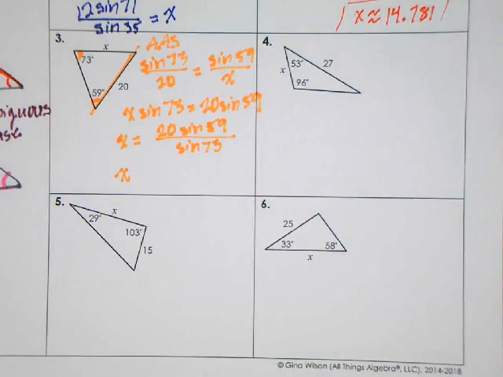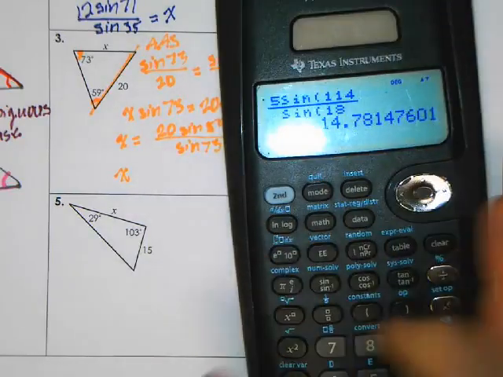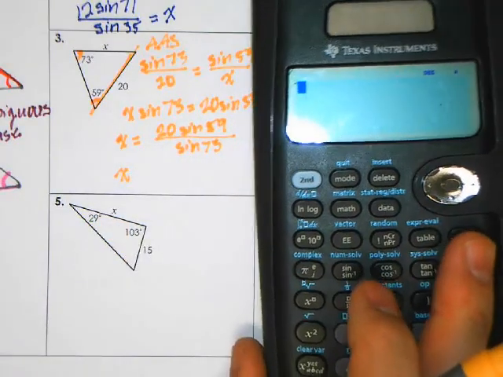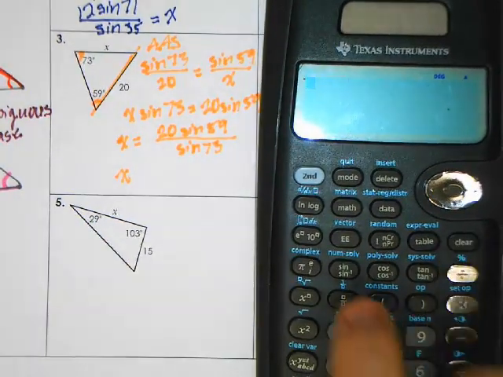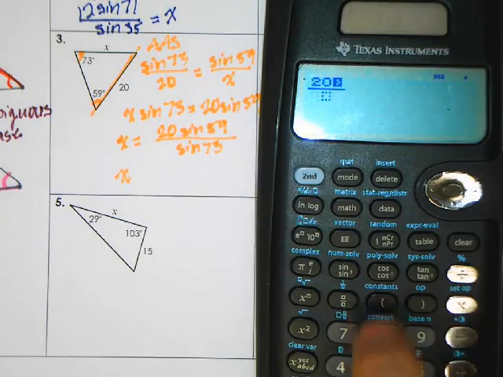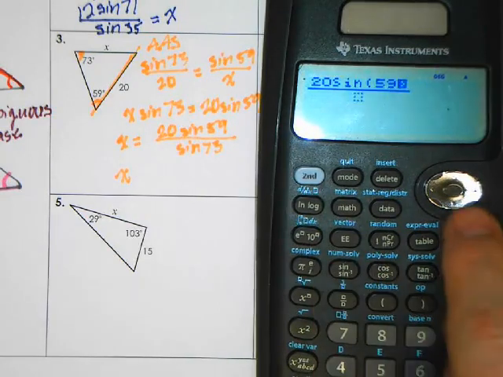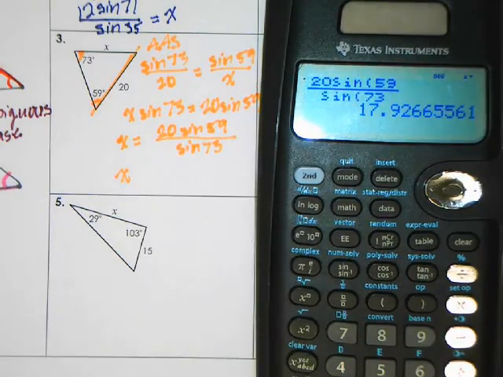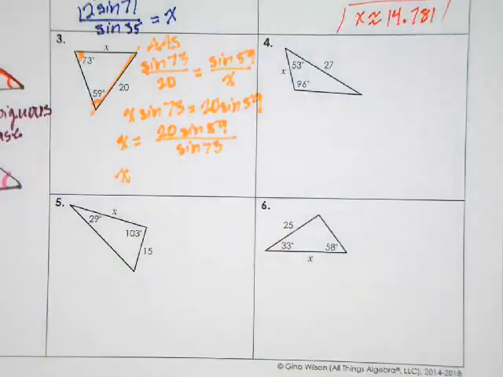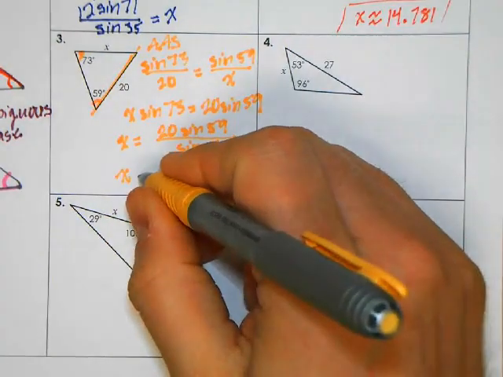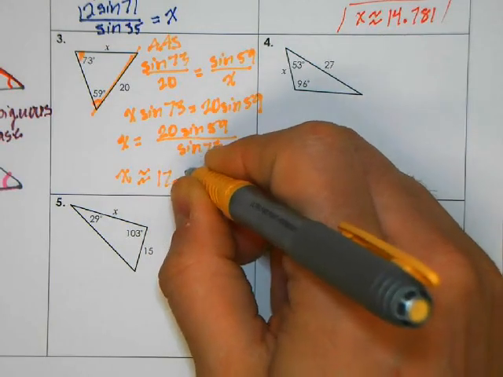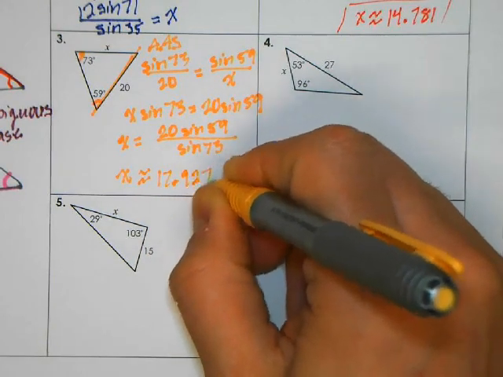And I'm going to go to my calculator again because here I would stop if I wanted an exact answer. But on my calculator here, we're going to say 20 sine 59 over sine of 73. And 17.927 is what we're getting here for the length of side x.